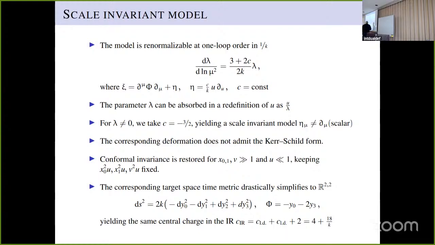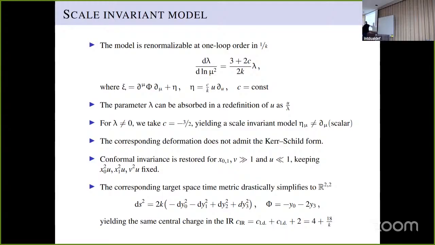And the point is that the parameter lambda, if lambda is of course different than 0, can be absorbed, for any value of lambda, in a scaling of u by taking u to go into u over lambda. So for lambda different than 0, we take C to be minus 3/2, yielding a scale invariant model, because the corresponding theta here cannot be written in terms of a scalar. Crucially, we notice that the corresponding deformation does not admit the coset form like this was done for all the other cases built out of orthogonal groups.